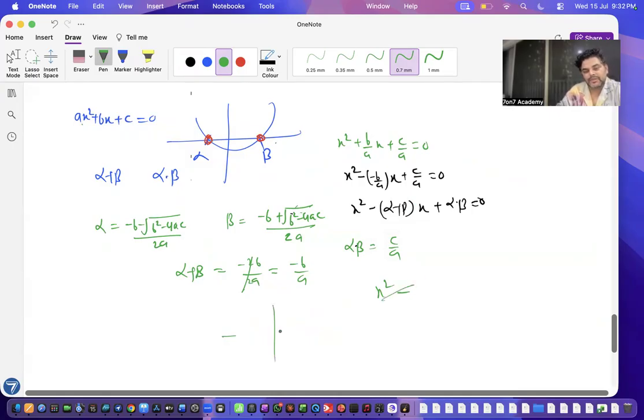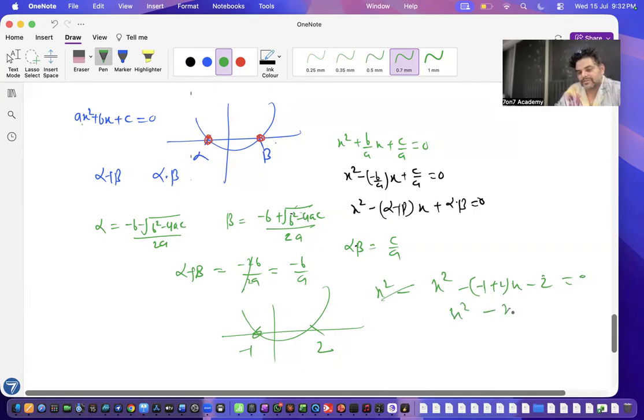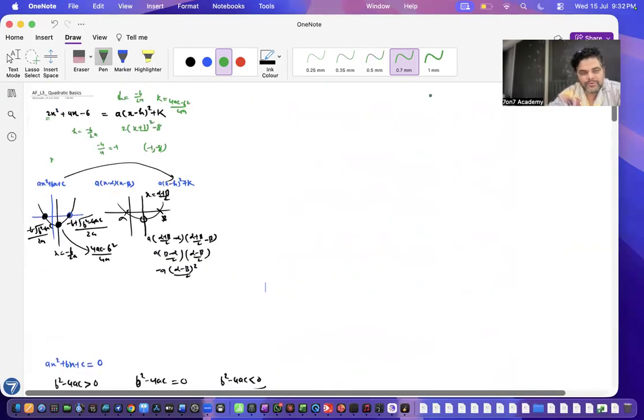Just like if I say, get the equation fast. This is -1, this is 2. You'll write x square minus (-1 plus 2)x minus 2, because the product of these is -2. So it's equal to 0. That is the equation, so x square minus x minus 2 is that equation. Understand? So that's how useful it is. If you know the sum of roots, you can directly substitute. If you know the product of roots, you can directly substitute. I hope you understand that.